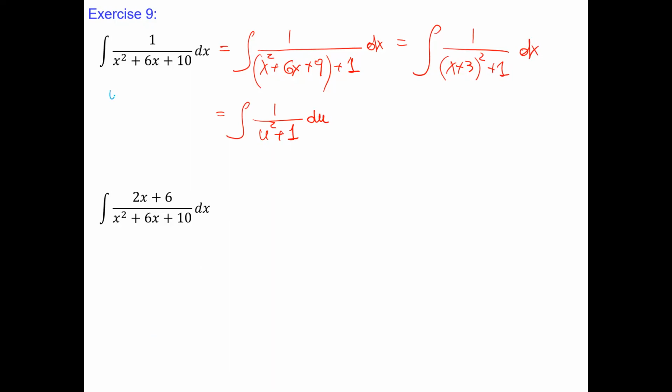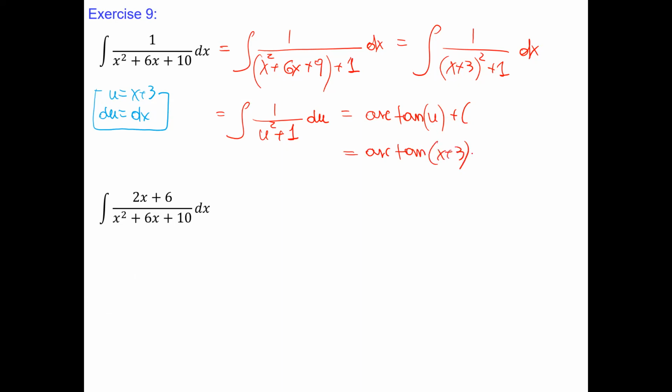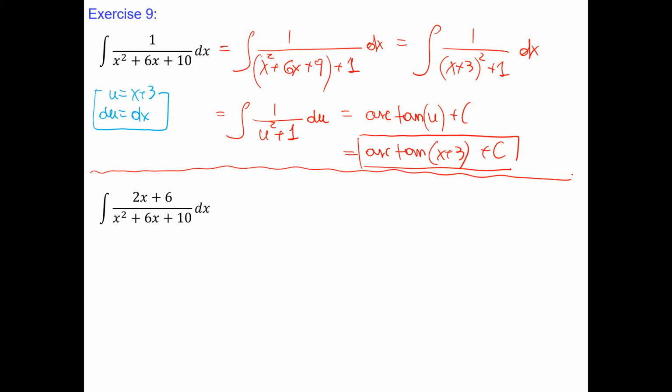We can say right away, because whenever du is dx, it's sometimes a little bit alarming because it might indicate that we're not changing anything, but actually we are changing. And that's what we have: arctangent of u, but we will say arctangent of x plus 3. It's a really nice integral. Make sure that we know the completing the square method.